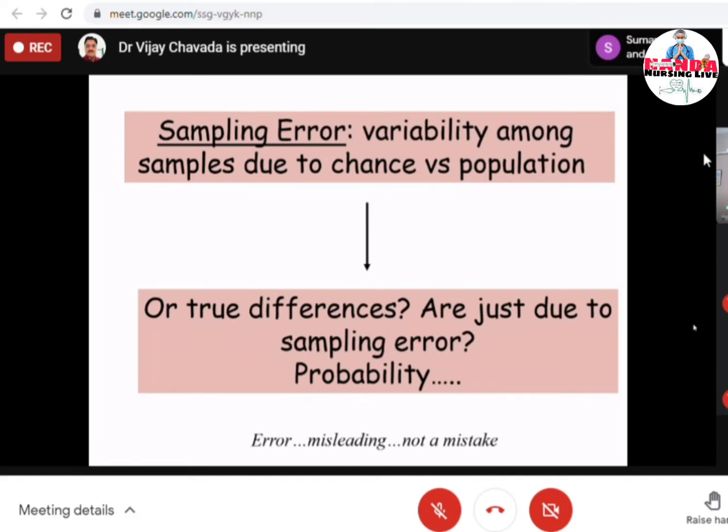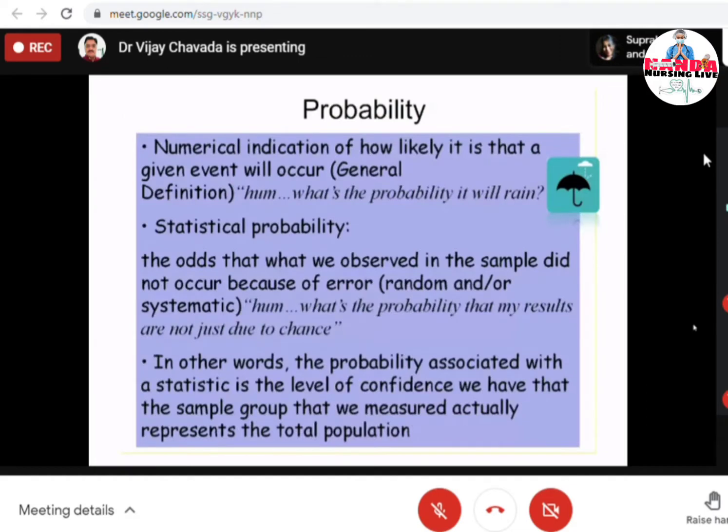First is probability, the numerical indication of how likely it is that a given event will occur. That is the general definition. Statistical probability is the odds that what we observed in the sample did not occur because of error. Or in other words, the probability associated with a statistic is the level of confidence we have that the sample group that we measured actually represents the total population.